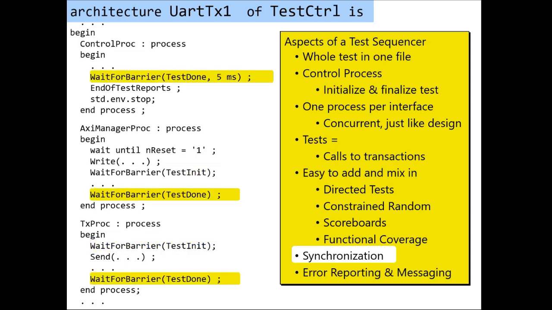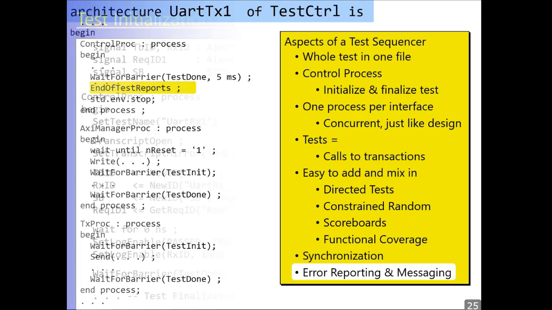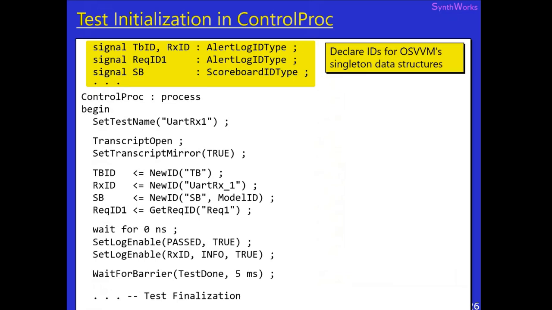We also synchronize our completion. So we wait on this test done flag. As we're running our tests, we're calling OSVVM capability to check errors and log the errors against our alert log data structure. And end of test reports it.